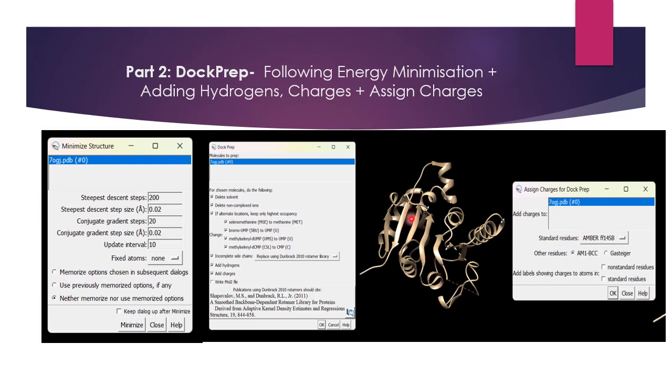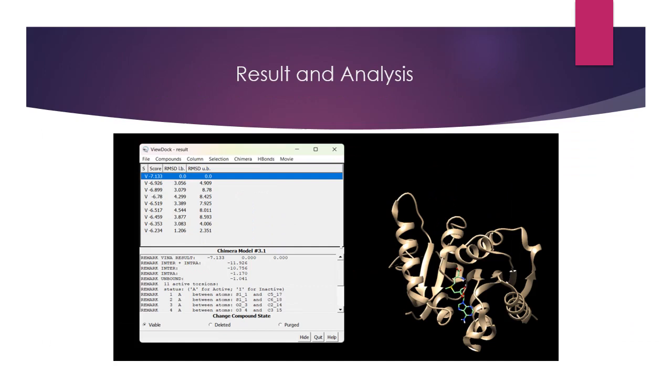You can see this is the protein only. So I have removed the non-standard hydrogen if there was present, or any other molecules. Then this was the result I got. So after performing the energy minimization and docking preparation, there was a slight change in the result. So this is the result. You can see the scores and RMSD lower bound and RMSD upper bound.